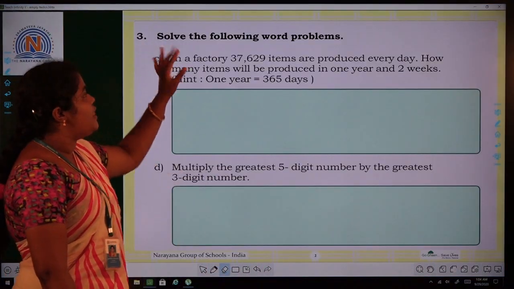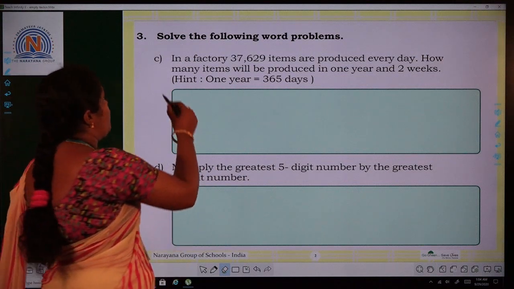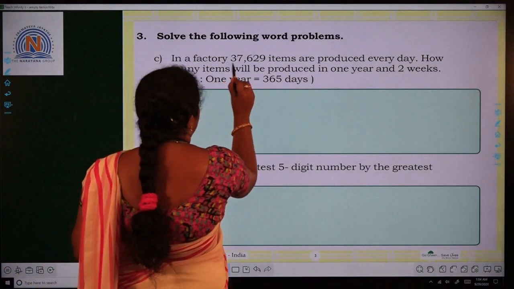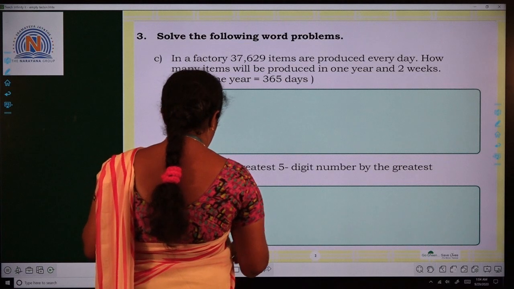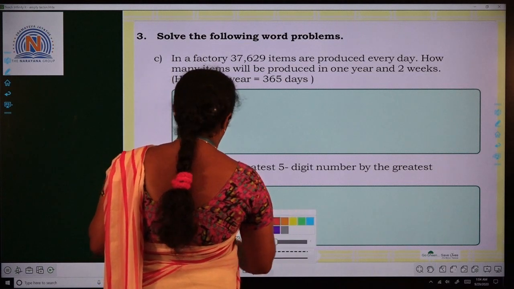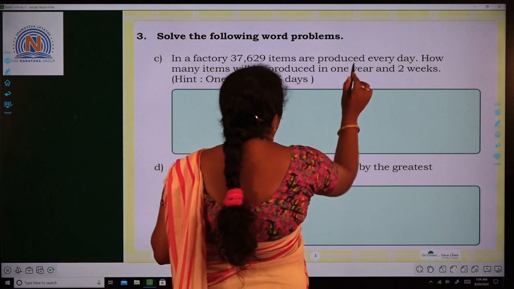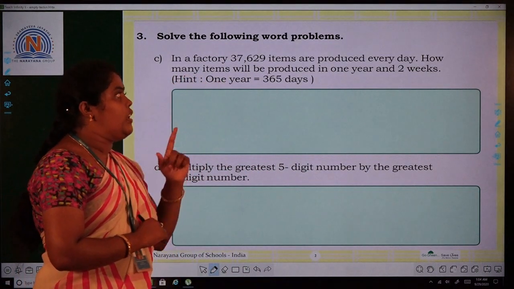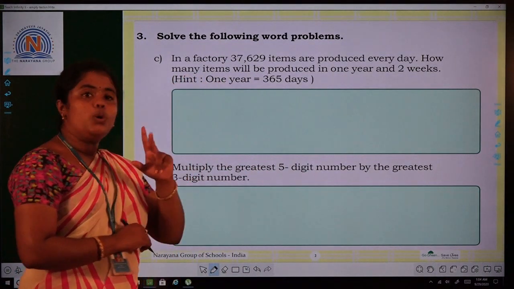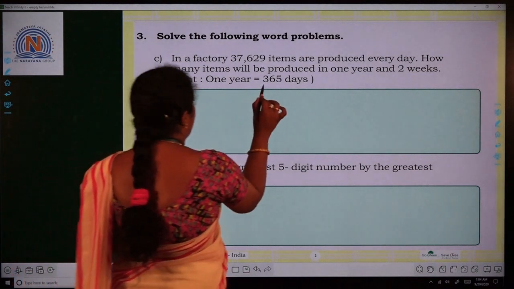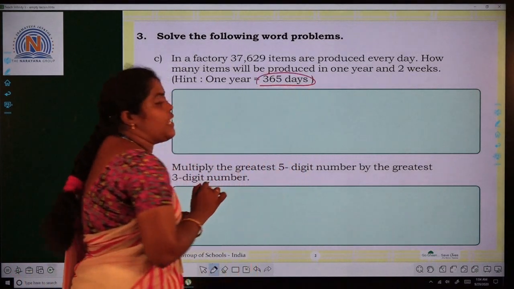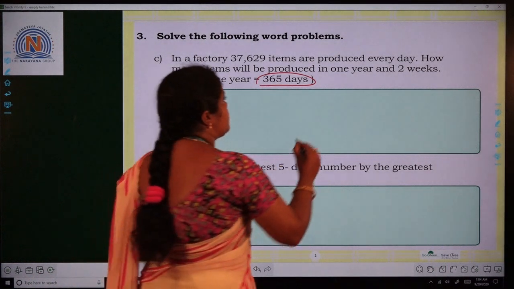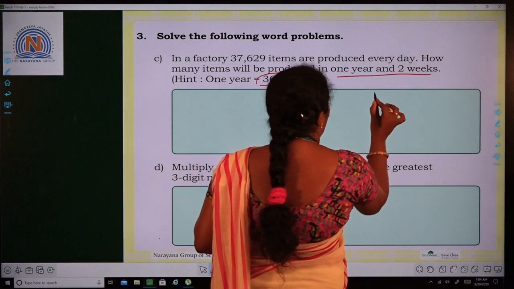Third one, solve the following word problem. Here the word problem is, in a factory 37,629 items are produced every day. How many items will be produced in 1 year and 2 weeks? Here they have given one hint: 1 year has 365 days. Here they have given 1 year and 2 weeks.